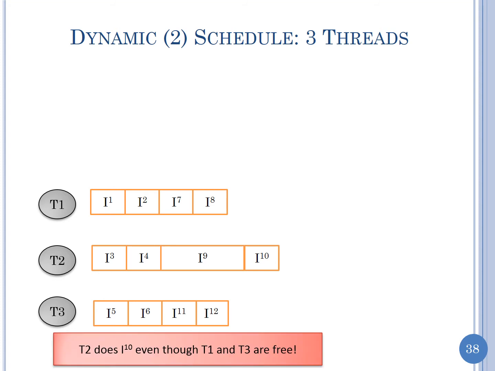so let me see what I have in text. T2 does, okay, sorry, let me go back, if I had more data. So I'll take back what I was saying. When T3 finishes I12, and when T1 finishes I8, T2 has yet to finish I9, right? And it'll still do I10, because we decided on a static step size. Our policy is dynamic, but our step size is static.